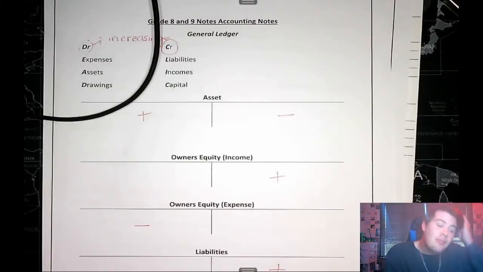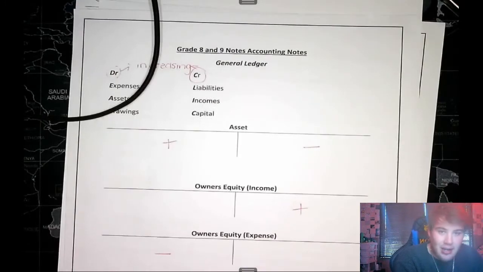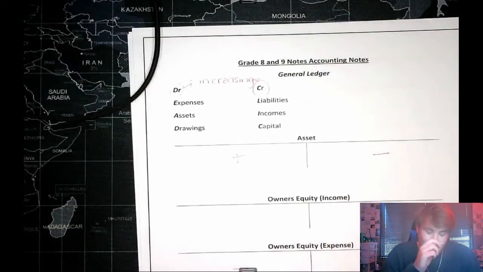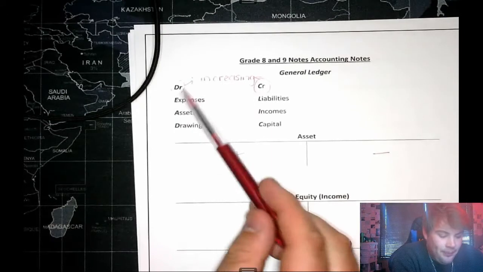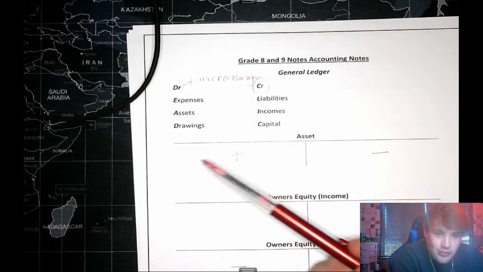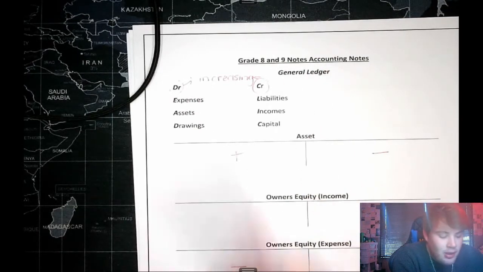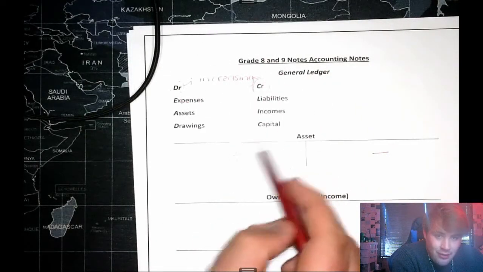Okay, so if we have a look here, it's grade 8 and grade 9 accounting notes. Just a quick abbreviation, or an acronym, just to remind you of some things we like to use when teaching the kids. It's something called dead and click. It helps you remember what to debit and what to credit, but only when they are increasing.